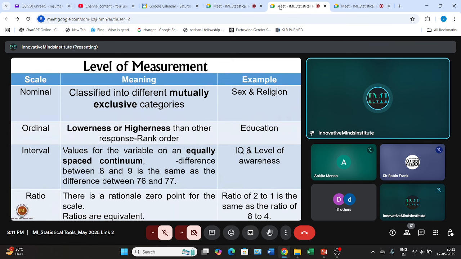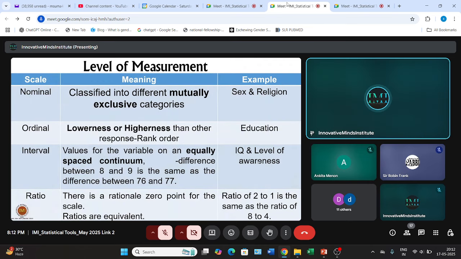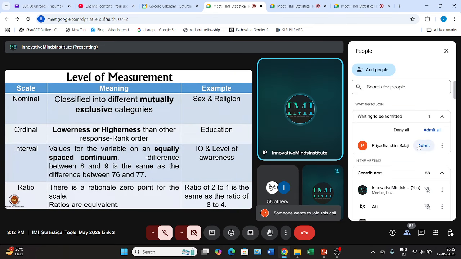And ratio. What do you mean by ratio? You know the basic meaning of ratio, right? One time, two times, something two times greater than another one. For example, 1:2 is equal to 4:8. Both are equal, right?